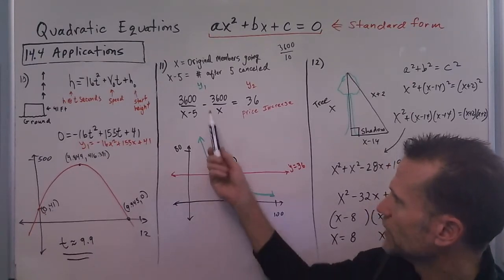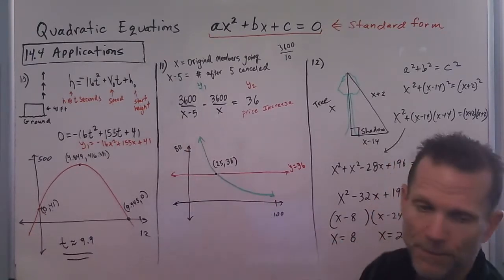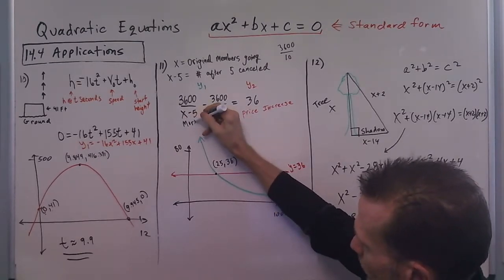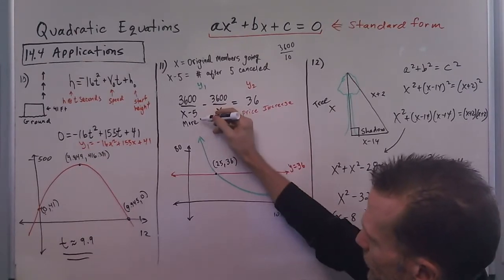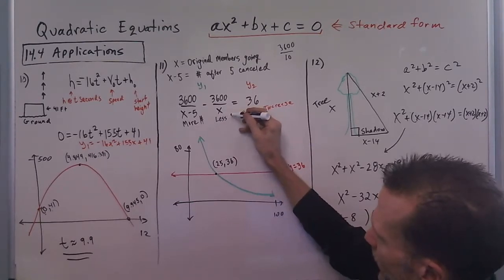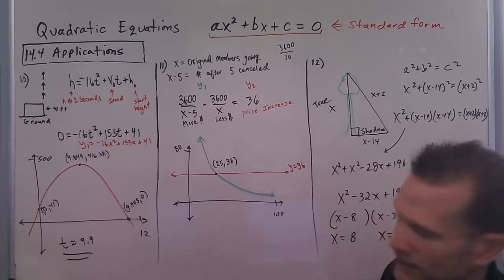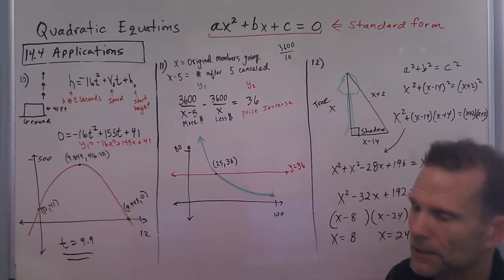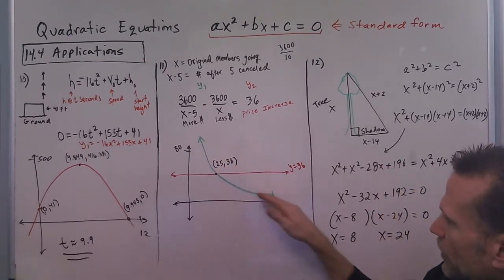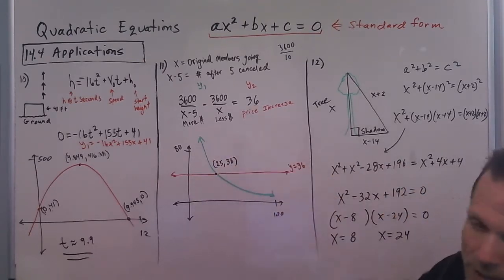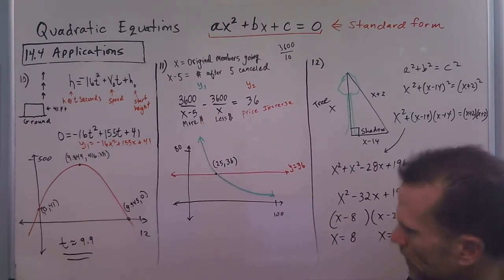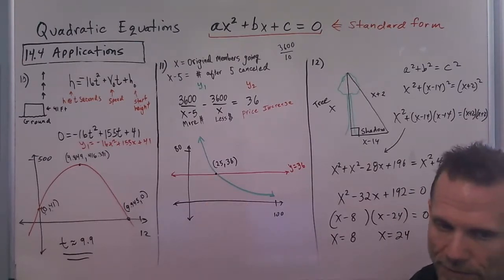It says we had some original people going and 5 people backed out. When 5 people back out, this price is going to be more dollars, and this is going to be less dollars, and more minus less equals the difference in price. So I put this in for y1 and this in for y2 into Desmos, and I get this graph. I get the horizontal line for y equals 36, and then this function coming down on the left side of y1, and they intersect at 25, 36.